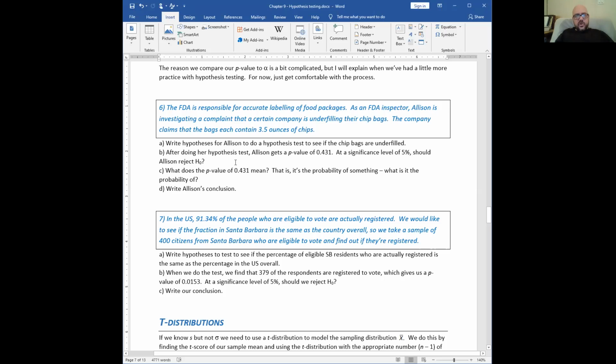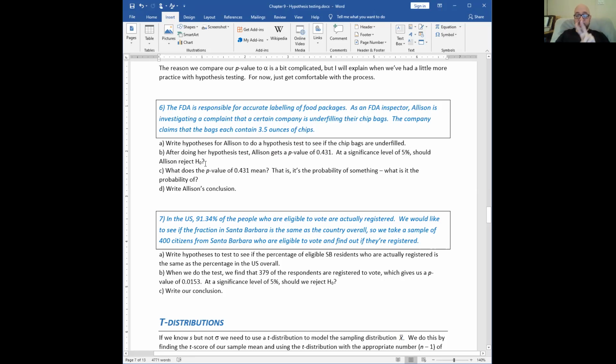So I haven't shown you how to actually calculate a p-value. I mean, I guess I did. We could probably figure it out right now, but we'll do that in a little bit. For now, Allison does her test, and here's her p-value, 0.431. At a significance level of 5%, should she reject the null hypothesis?